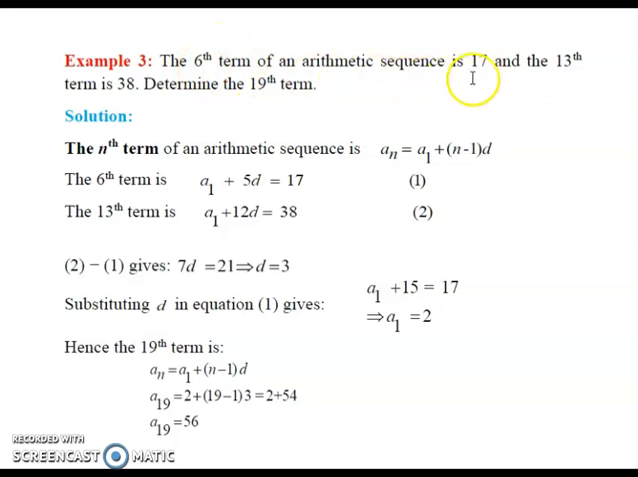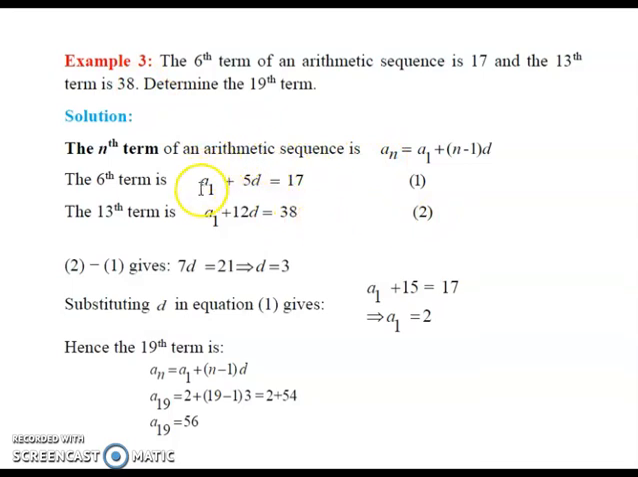Sixth term is 17, 13th term is 38. Substitute n equal to 6 in this nth term. a6 is equal to a1 plus 6 minus 1 multiplied by d. So a6 value 17 is equal to a1 plus 5d, which gives equation 1. Substitute n equal to 13. a13 is equal to a1 plus 13 minus 1, 12d. So a1 plus 12d is equal to 38, the 13th term. We will get the second equation.